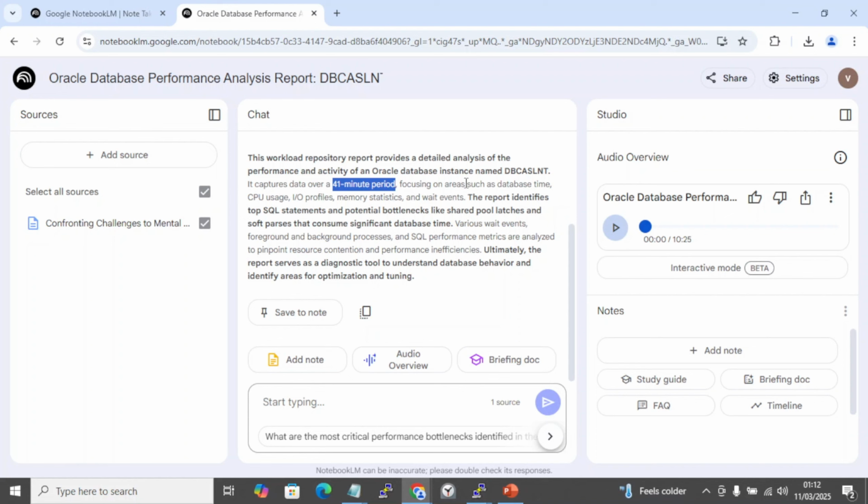But like I said, it doesn't hallucinate. It doesn't go creative. It lets you interact only with your document and gives you that information.